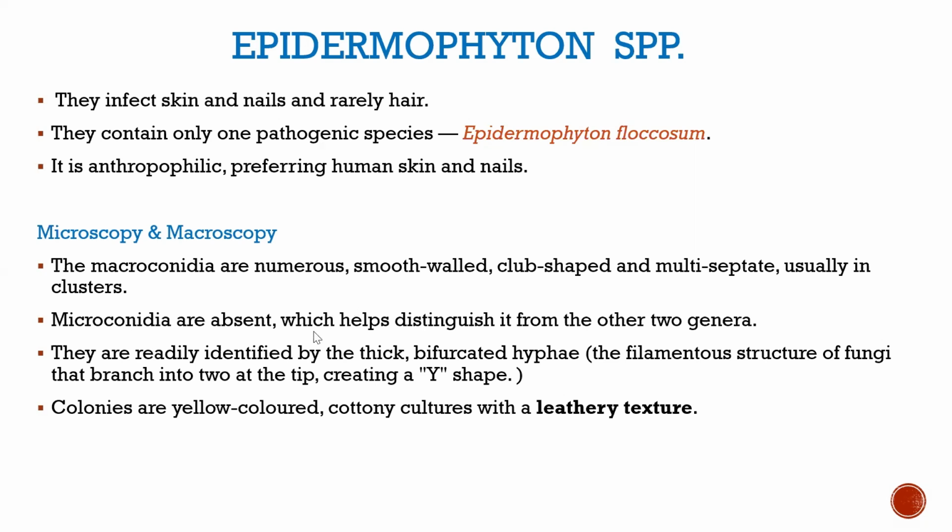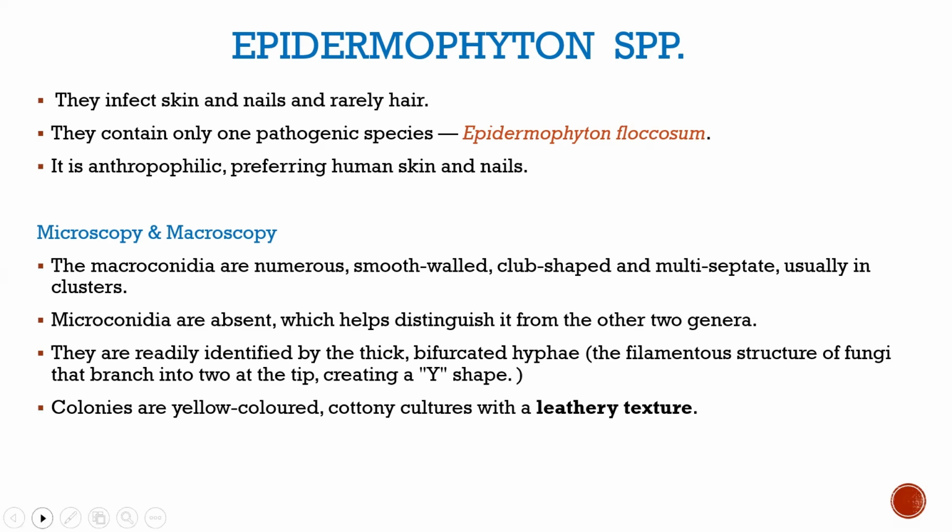Very, very important. And they are readily identified by the thick bifurcated hyphae. These hyphae are filamentous structures of fungi that branch into two at the tip, creating a Y shape. Then the colonies are yellow-colored, cottony cultures with a leathery texture. So when you grow them on a media, this is what you're going to observe, a yellow-colored colony.